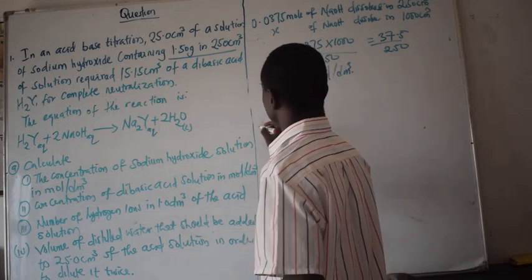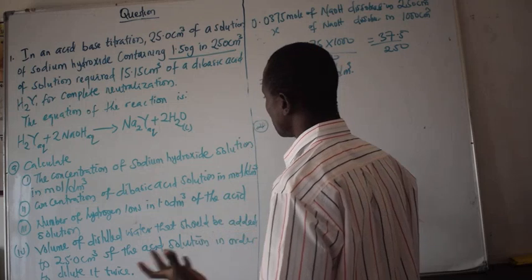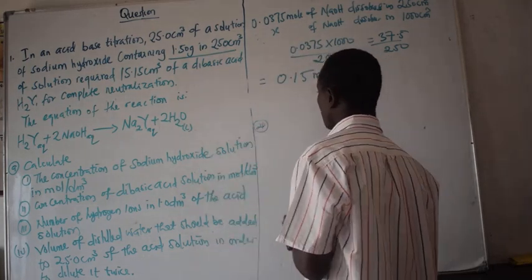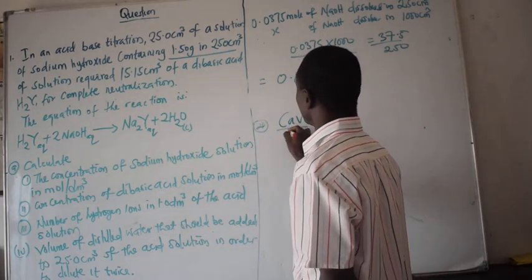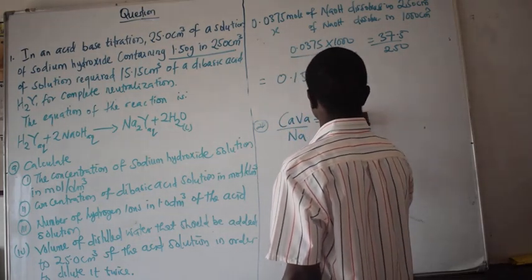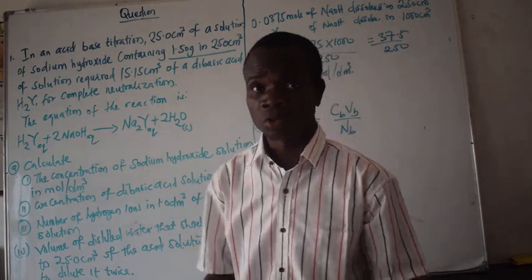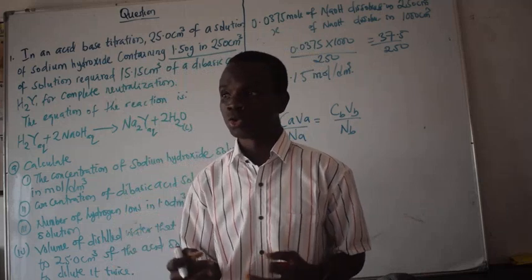Number two says, now the concentration of dibasic acid solution in mole per dm cube. So let us go back. That's why I'm going to use CaVa over Na is equal to CbVb over Nb. As I used to tell my students, it's better that you list out the parameters so that you know which one they're being given.